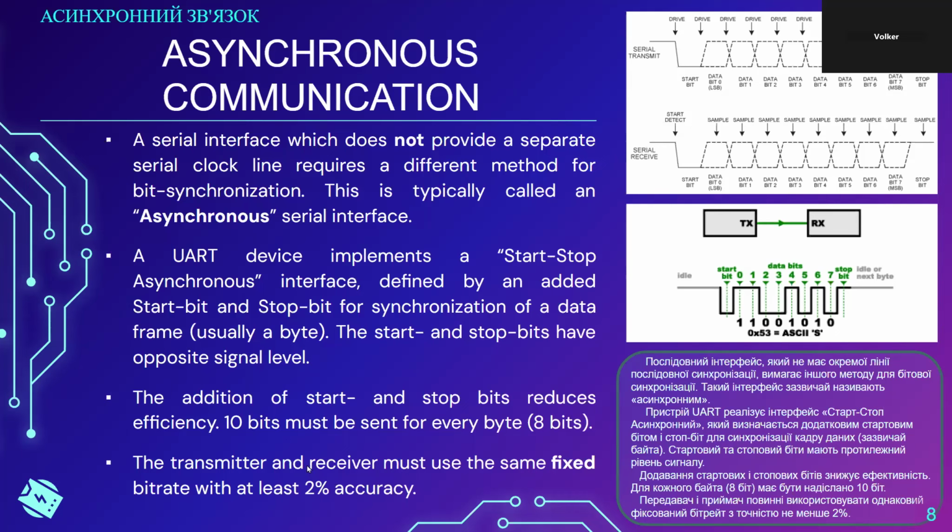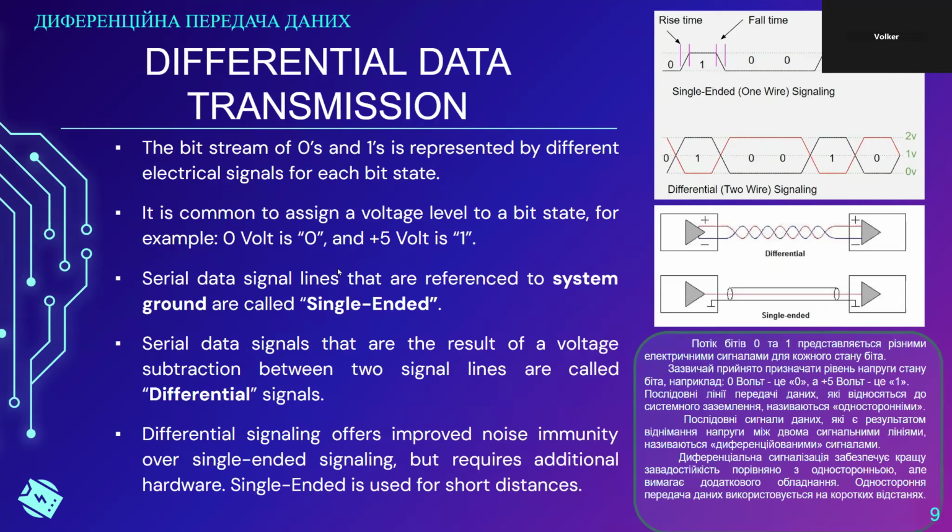Okay. Next item, the bit stream of zeros and ones is represented by different electrical signals for each bit state. We had mentioned that before. Usually, it is a voltage. So usually we're saying 0 volt is 0, 5 volt is 1. And in more modern microcontrollers, it is 3.3 volts. In microprocessors, it can be 1.8 volts. It can be lower than that.